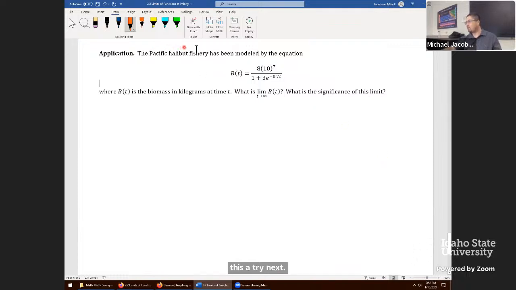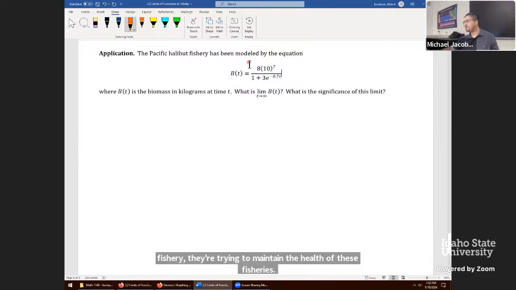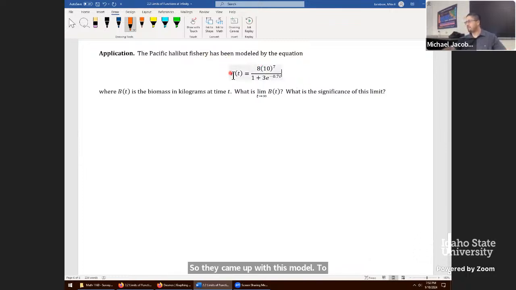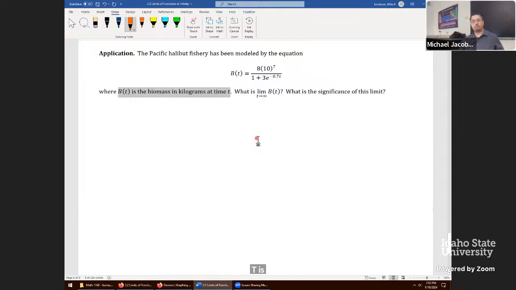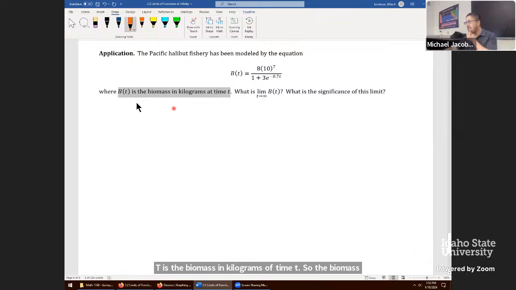It says the Pacific halibut fishery has been modeled by this equation. And halibut is wonderful if you haven't experienced it, so this is an important problem already. So the halibut fishery, they're trying to maintain the health of these fisheries. So they came up with this model to say, well, what is it? B of t is the biomass in kilograms at time t. So the biomass of the halibut in your fishery, and what is t?